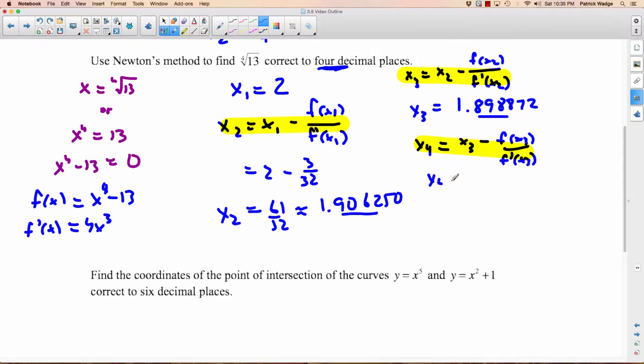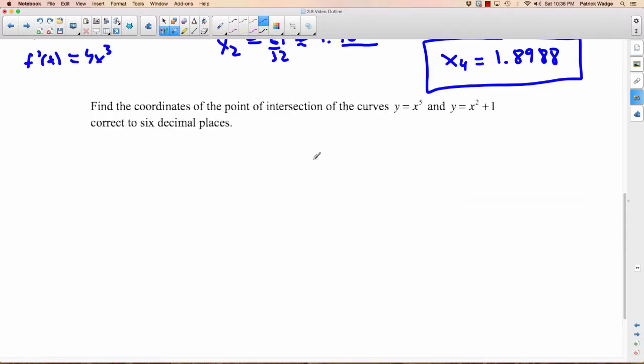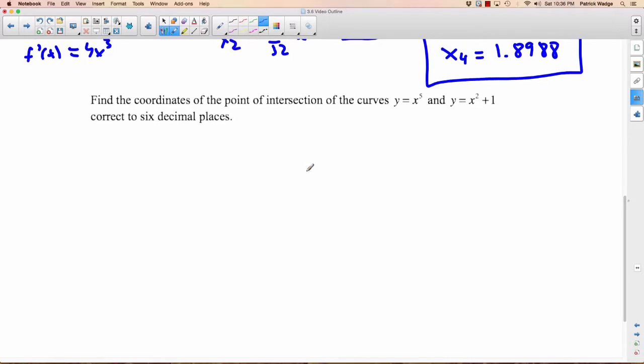I get x to the fourth equals 1.8988829. And you can see that the first four decimal places here match the first four decimal places done here. So we're done. As soon as you get the same thing for the amount of decimal places you're interested in, we've got our answer. In this case, my answer would be x to the fourth equals 1.8988, 4 decimal places. We are finished. Whew, bit crazy, eh? It's annoying a little bit, I know.